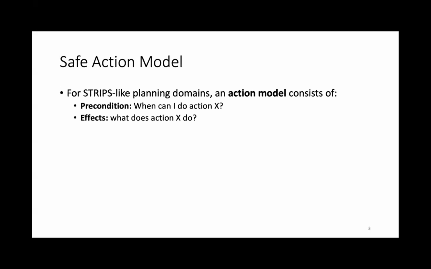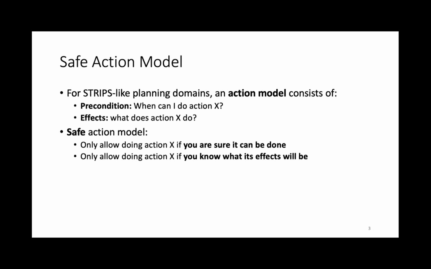So you may wonder, what does an action model look like? For a STRIPS-like planning domain, an action model consists of a precondition, which is basically when you can do an action X, and an effect, which is what action X does. So for the safe action model, you are only allowed to do action X if you are sure it can be done, and you are only allowed to do action X if you know what its effect will be.